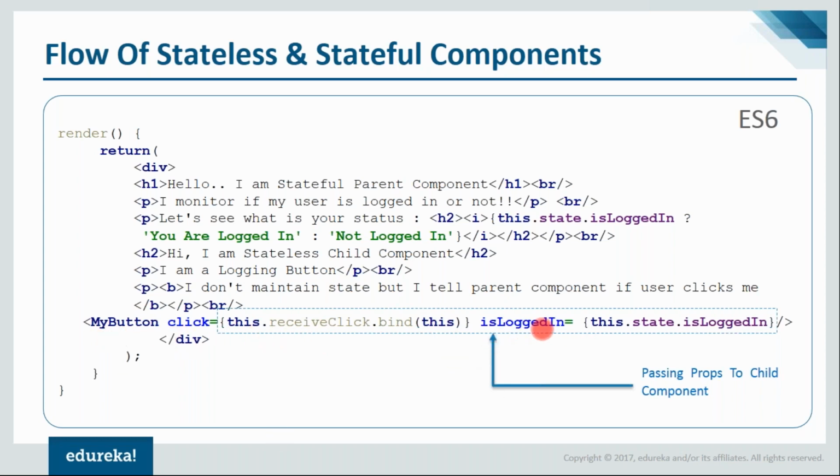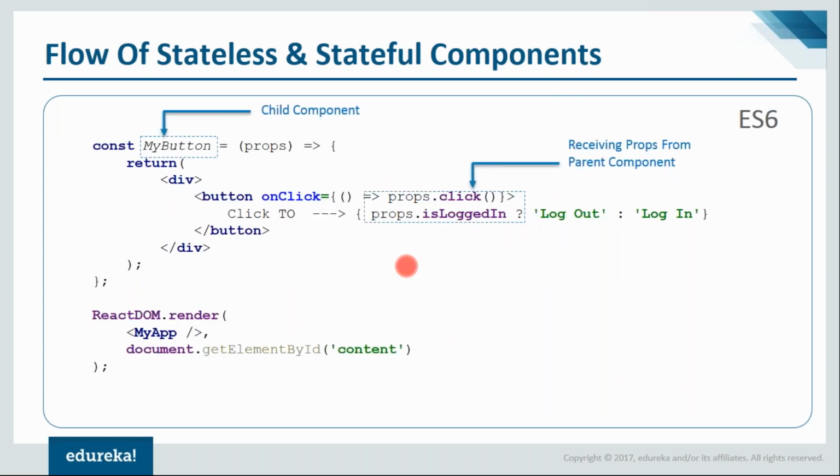And similarly, the is logged in state, right? This would also be sent as a prop to my child component. So there will be two props which I will be sending. One is the function receive click along with binding, and then this dot state dot is logged in. This will also be sent. All right, great. I'll be passing props to my child component. Now finally, let me explain what will be there in my child component. So I've defined my child component with this, my button.